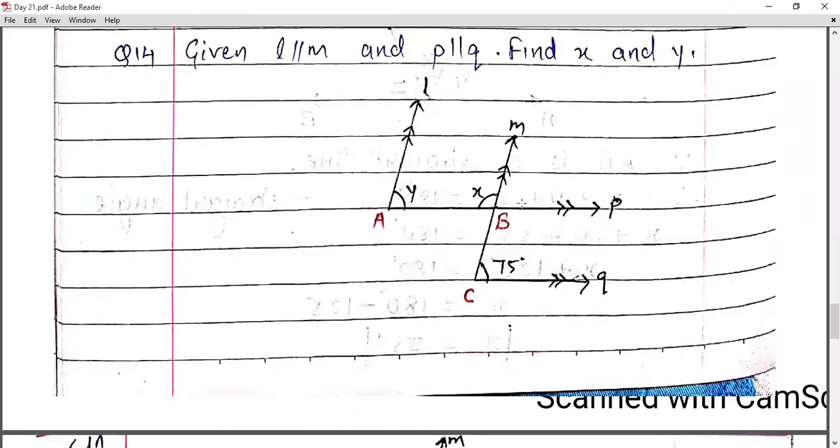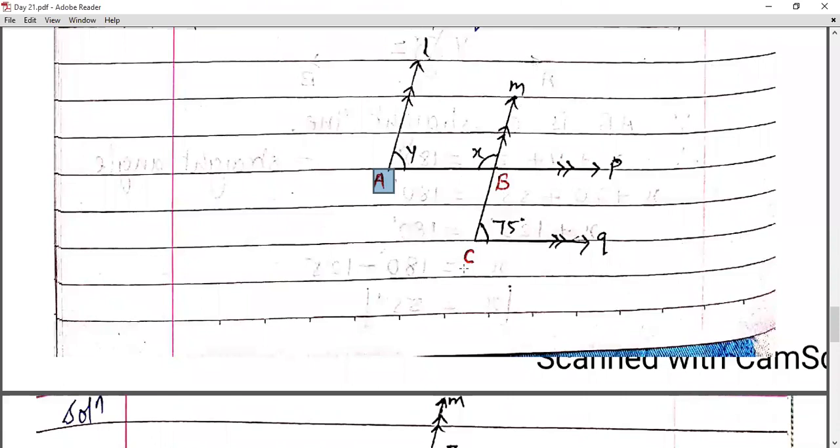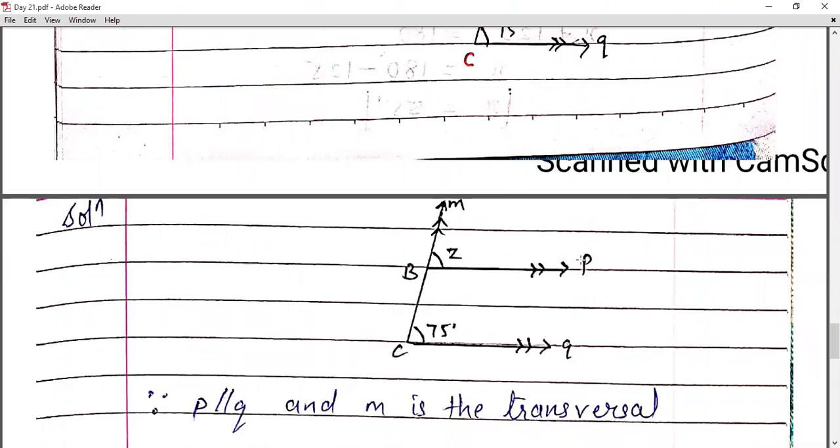Next, question number 14. Given line L is parallel to M, P is parallel to Q, and you need to find x and y. For instance, I have taken these points as A, B, and C. Now taking up a part of these diagrams, two parallel lines and one transversal each time. I have taken line P parallel to Q and line M as the transversal.